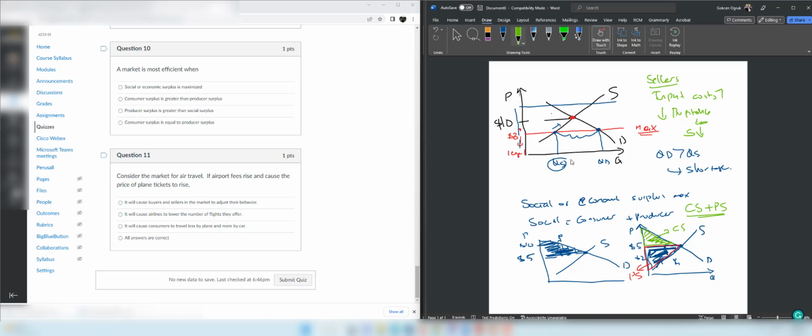In that case, it will cause airlines to lower the number of flights they offer. You might argue that the consumers are going to travel less, but it's not going to happen immediately. When the supply shifts to the left because there are fewer airline flights, the price increases. When the price increases, because suppliers like to reflect the change in cost in the price, the consumers are going to buy less travel. But that is only going to happen after supply shifts left. Supply shifting left means that it will cause airlines to lower the number of flights they offer.